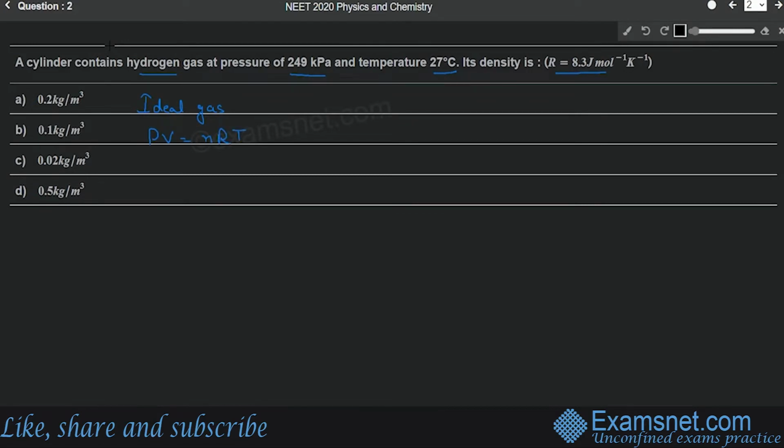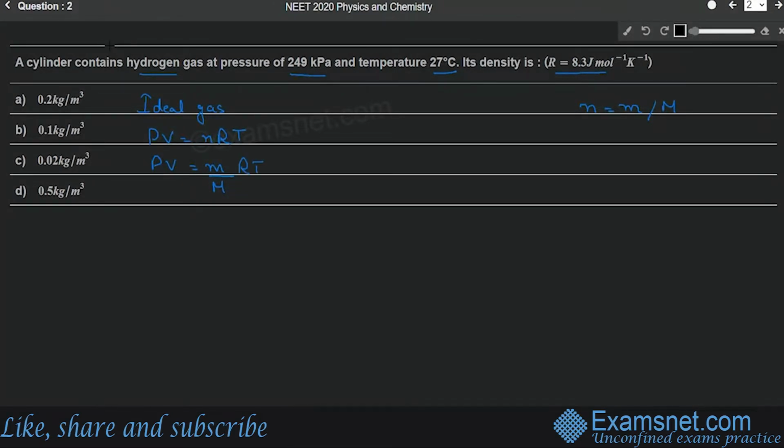Here P is the pressure, V is the volume, n is the number of moles, R is the gas constant and T is the temperature. Also we know that number of moles is equal to given mass by molecular mass. So in place of number of moles we can write small m divided by capital M, where capital M is the molecular mass.